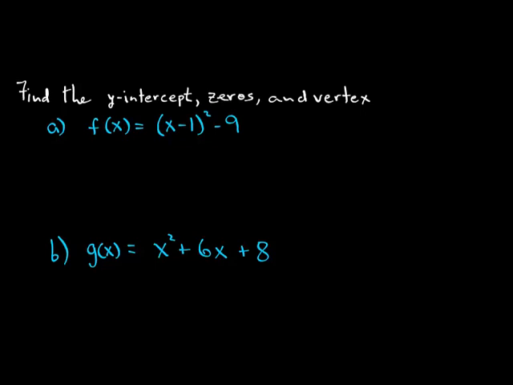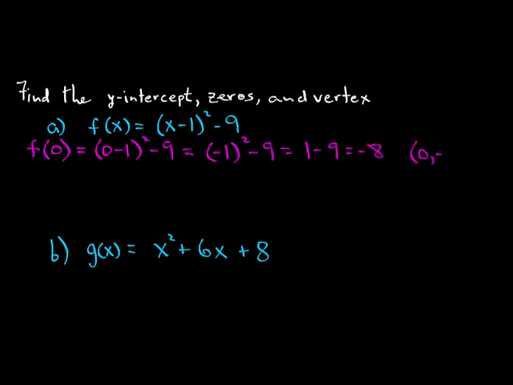Okay, let's look at this first one. We want to find the y-intercept. Now remember, to find the y-intercept, you're always going to just replace the x with 0. So what we have then is 0 minus 1, squared, minus 9, and that's going to be negative 1 squared minus 9, which is 1 minus 9, which is negative 8. So we have a y-intercept of (0, -8).